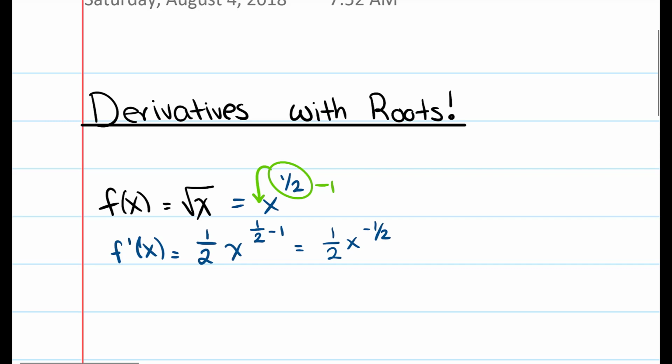And so to rewrite that without a negative exponent, we write this as 1/2, and we put the x into the denominator. So we get this as 1 over 2 square root of x.